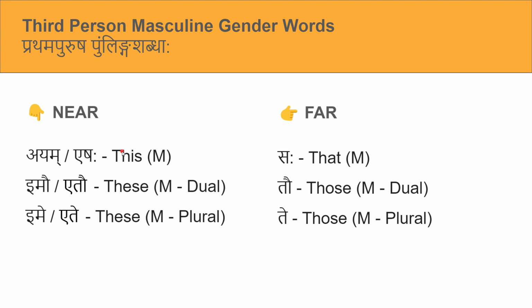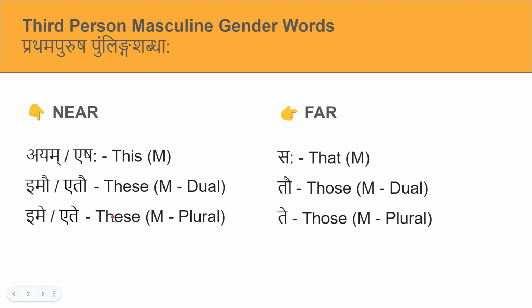So we use three sets of pronouns here, right? To refer to any masculine related words that are singular, we use two pronouns. We can use Ayam, or we can say Eshaha, right? And the plural forms of these are imau, etau, and then ime and ete.